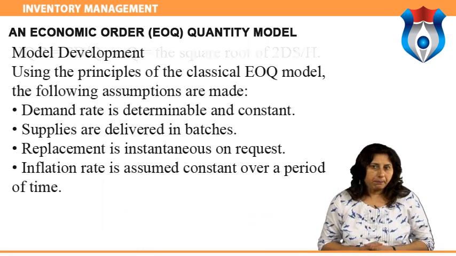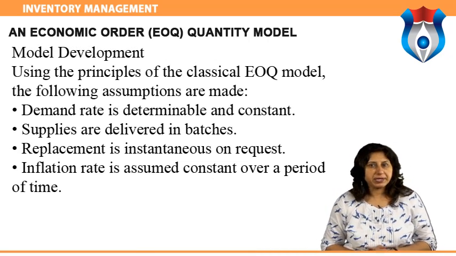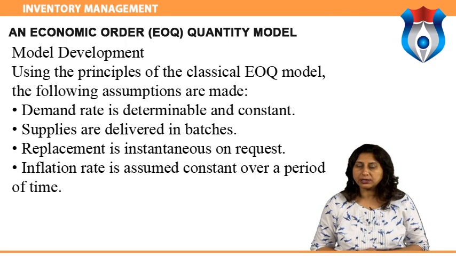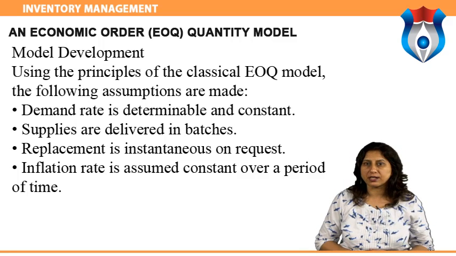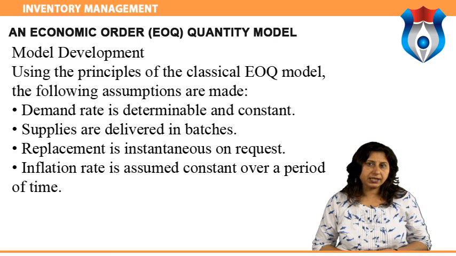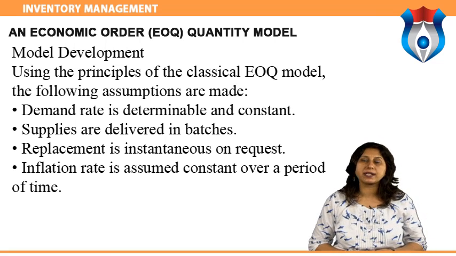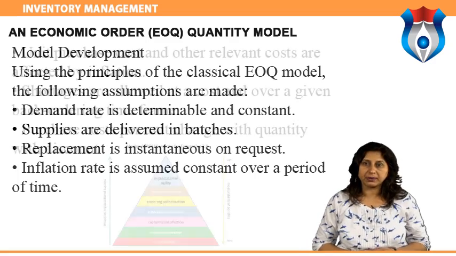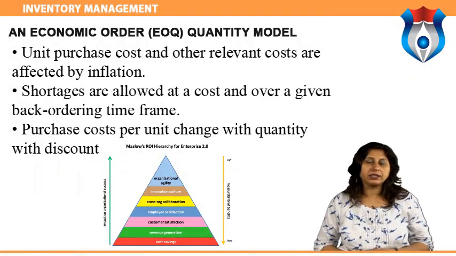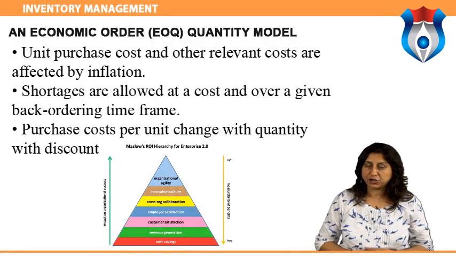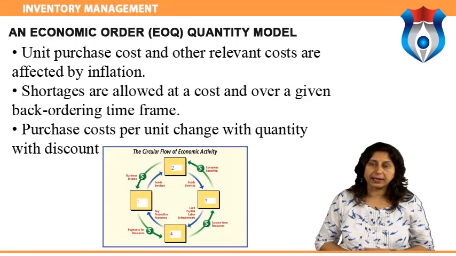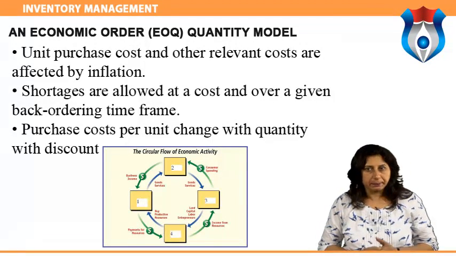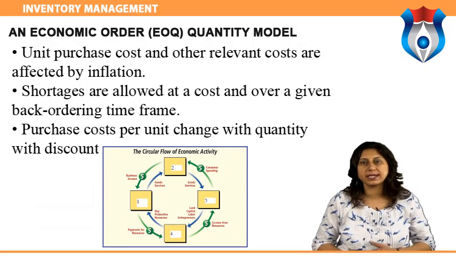Model development. Using the principles of the classical EOQ model, the following assumptions are made. Demand rate is determinable and constant. Supplies are delivered in batches. Replacement is instantaneous on request. Inflation rate is assumed constant over a period of time. Unit purchase cost and other relevant costs are affected by inflation. Shortages are allowed at a cost and over a given back ordering time frame. Purchase costs per unit change with quantity with discount.